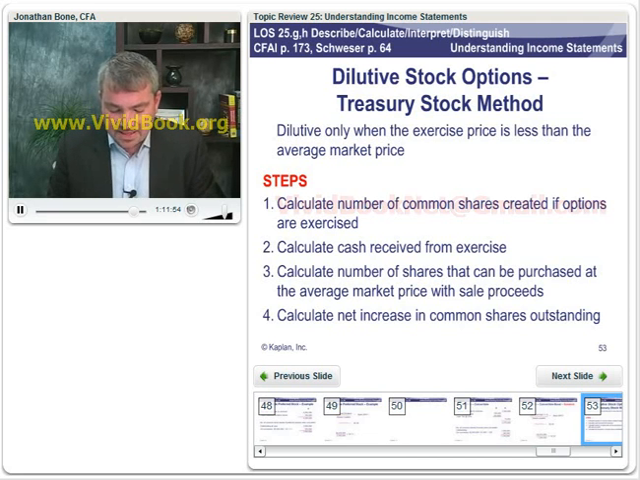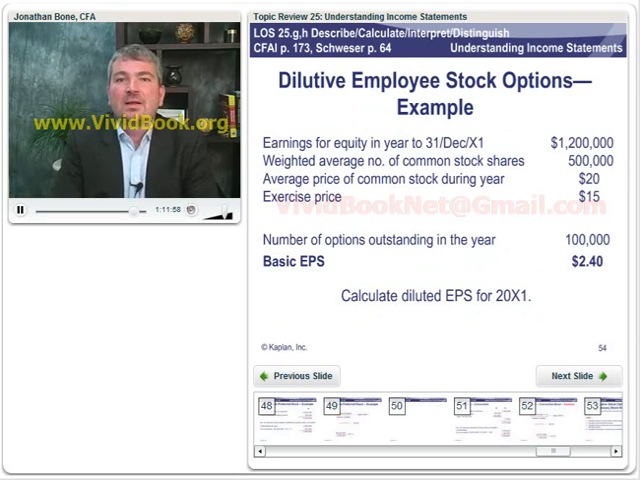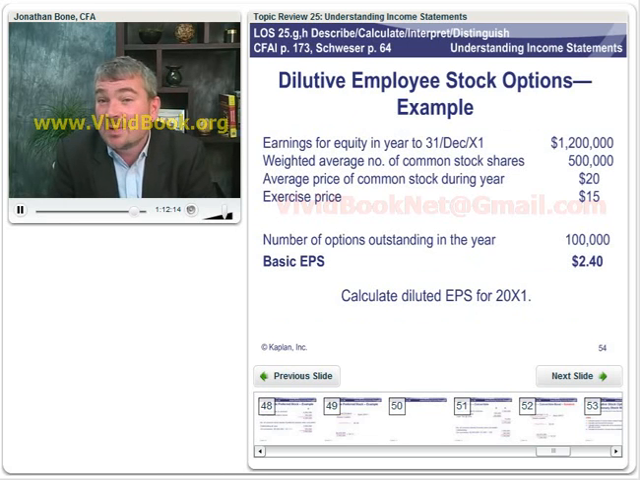Well, let's jump straight into an example to see this in play. So we've got earnings for our common stockholders of 1.2 million. There's 500,000 weighted average shares in issue. We've also been told the average price of our common stock during the year was $20. The strike price on these options is $15.